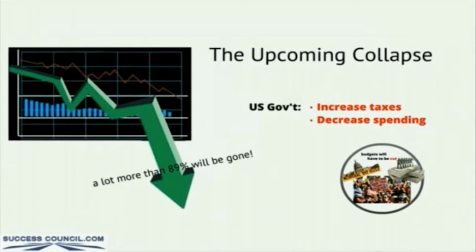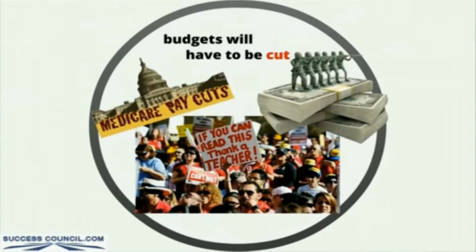In order to attempt to meet its obligations, the U.S. government will have to increase taxes and cut tax credits your family relies on. Medicare, unemployment benefits, pensions, education, and military expenses will all have to be cut.